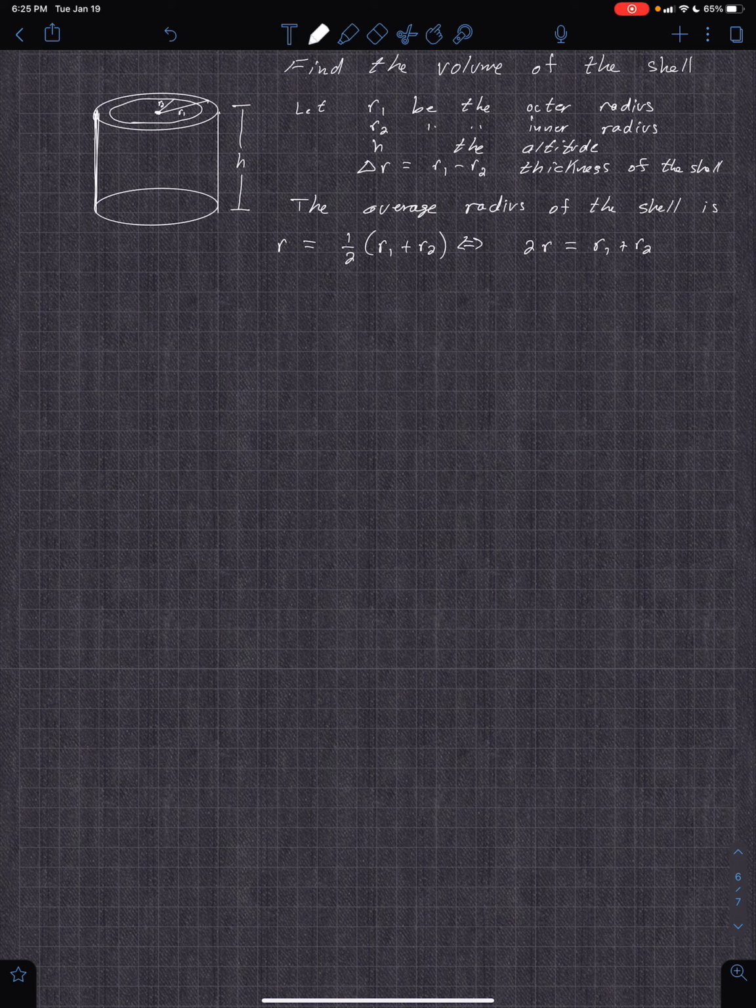So the volume of the shell, V, is basically the difference of the whole cylinder minus the small cylinder, right? It's just outside minus inside. So the outside, so I'll just do volume of the outer cylinder minus volume of the inner cylinder. That's what you're actually doing.